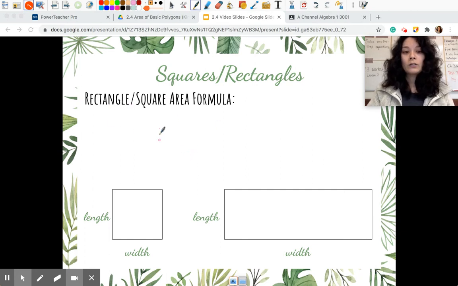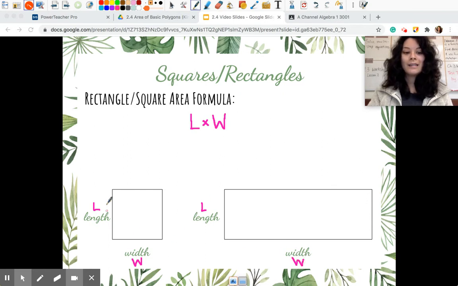A rectangle and a square are going to use the following formula: length times width. We usually just use one letter to represent the dimension we're talking about. So L is your length. This would be my L in this shape, and width would be my W. All we do is multiply those two things together. Again, for this rectangle, length is my L and width is my W.